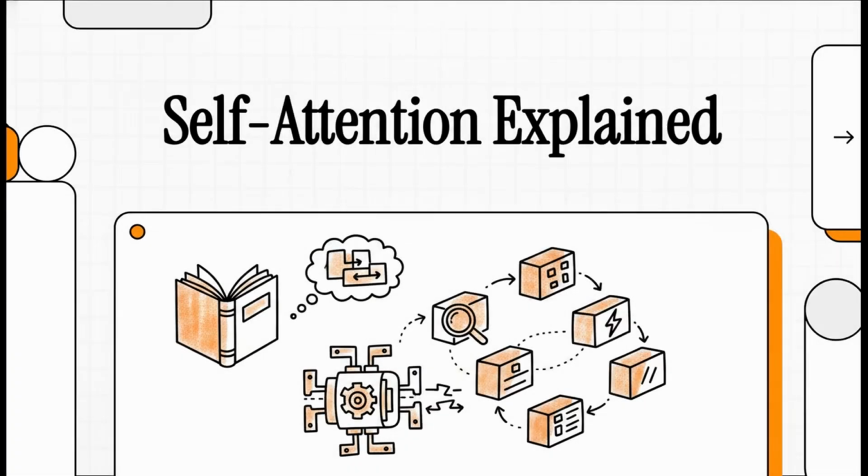Welcome to this explainer. Today we're actually going to look right under the hood of modern AI to demystify something called the self-attention mechanism. If you've ever found yourself wondering how artificial intelligence literally comprehends contextual relationships, well, you are in the exact right place.